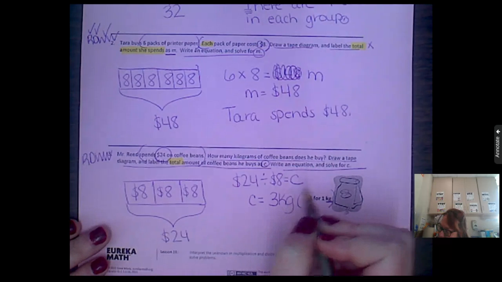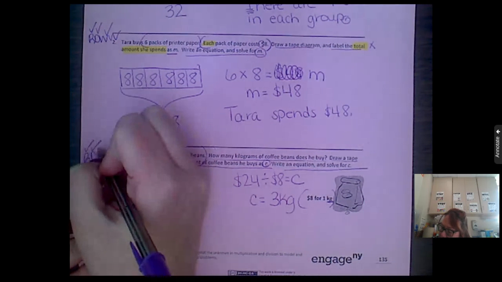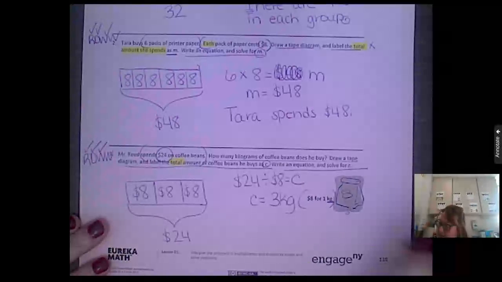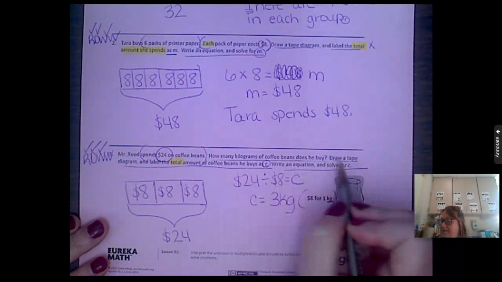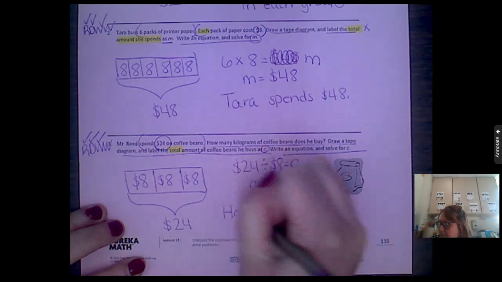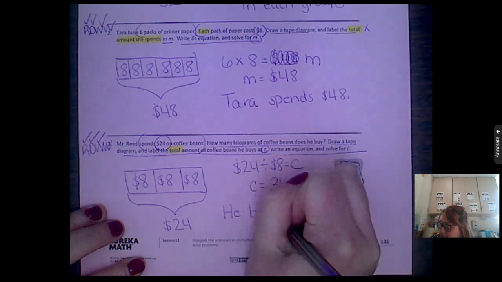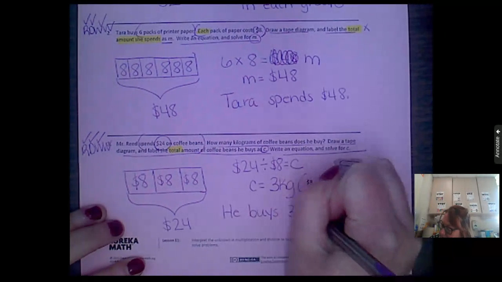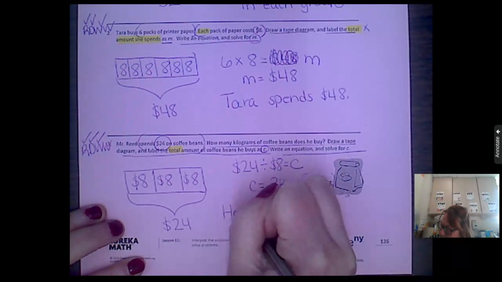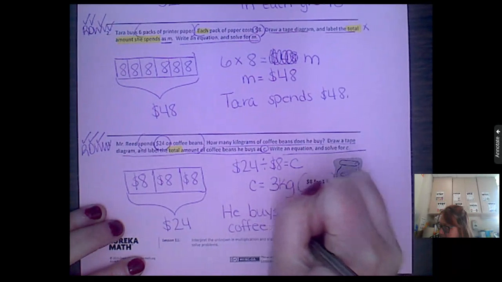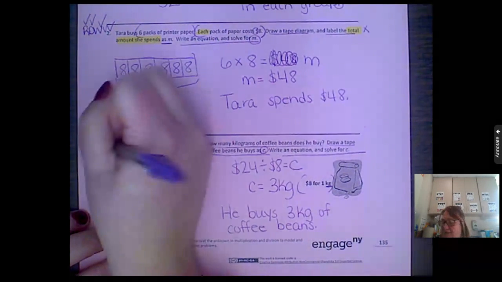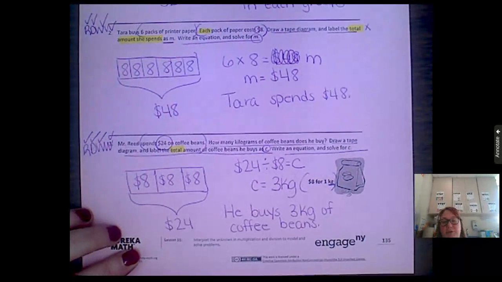So I did my read, my draw, my write, and I'm going to write a word sentence. So I look to my question, how many kilograms of coffee beans does he buy? So he, with a capital H, buys 3 kilograms of coffee beans. And then I can check off that W. What do you think? How'd you do?